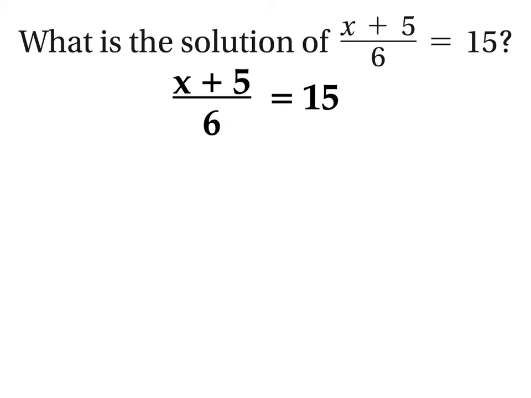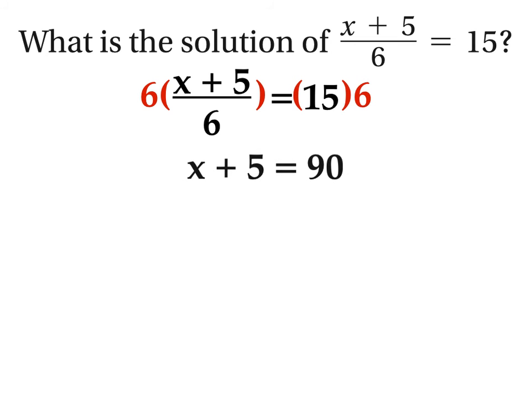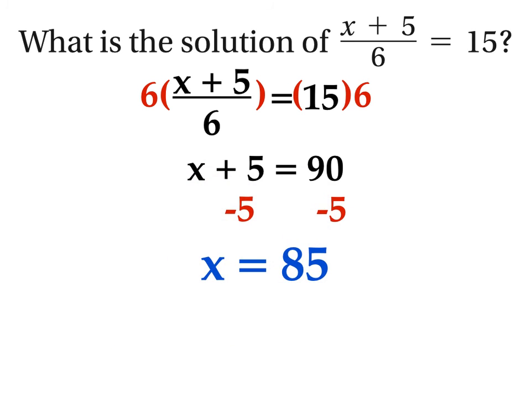So in this case, to get x by itself, we actually need to multiply both sides by 6 first. When you multiply both sides by 6, on the left-hand side, the 6 you're multiplying and the 6 that you're dividing by would cancel each other out, and you would be left with x plus 5 equals 90. Now you need to undo the addition, so you would subtract 5 from both sides, and when you do that, you would get x equals 85.